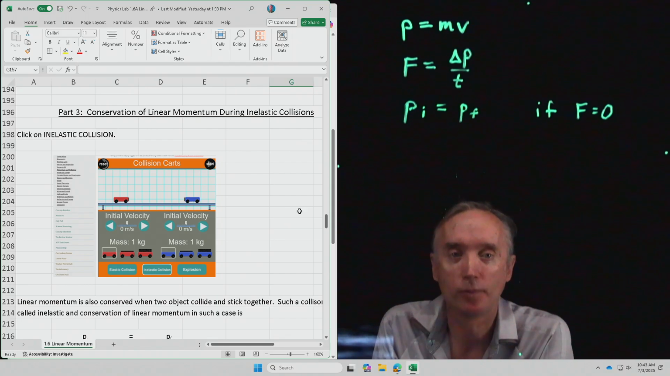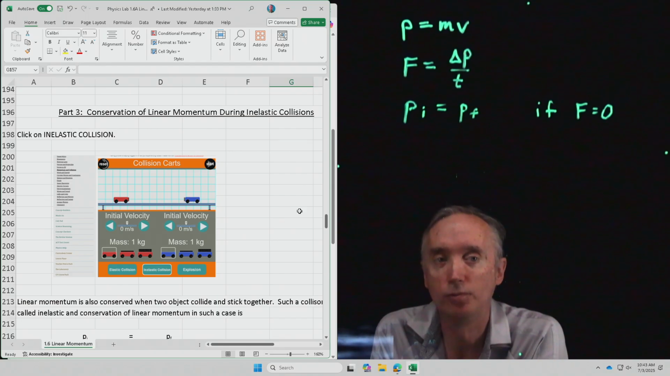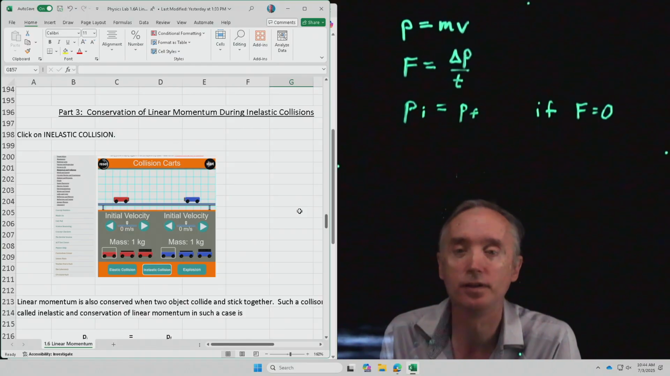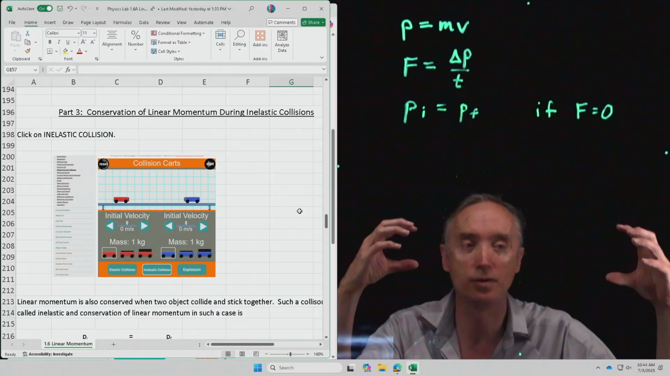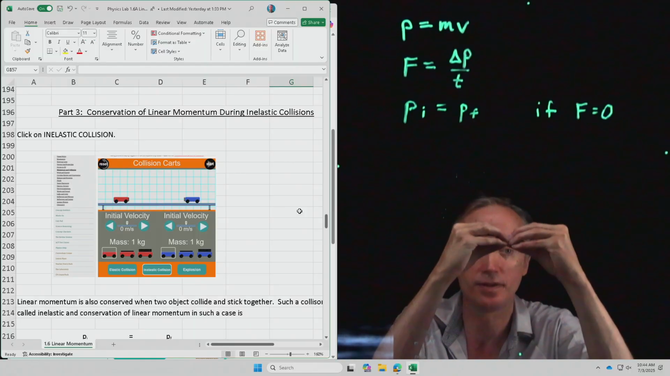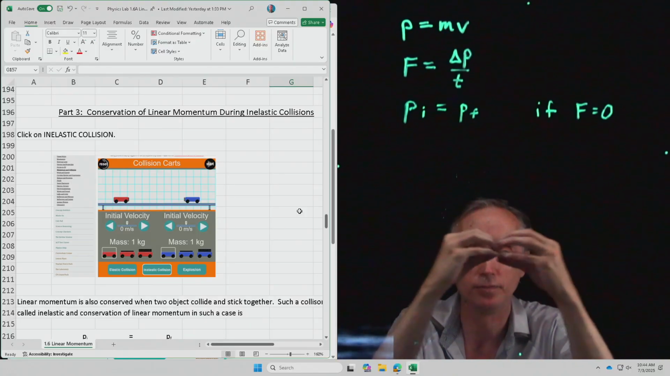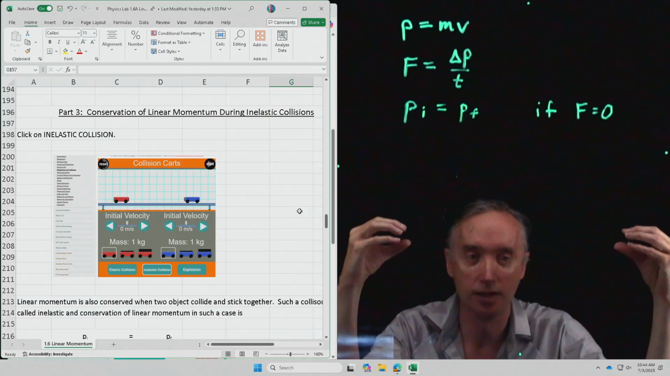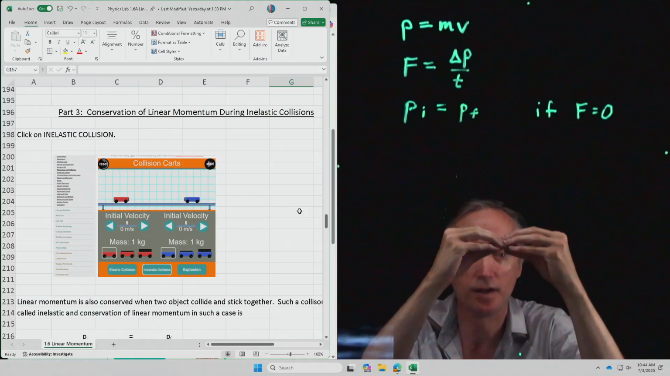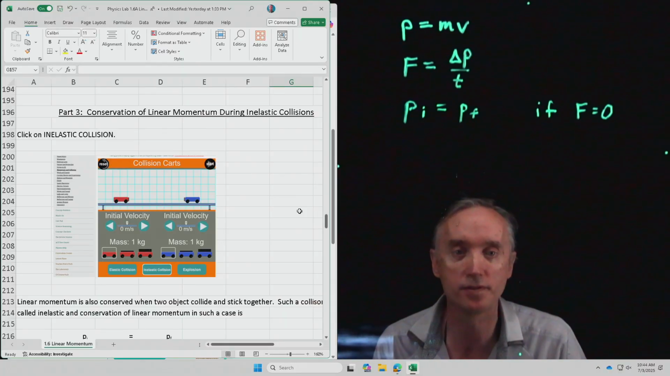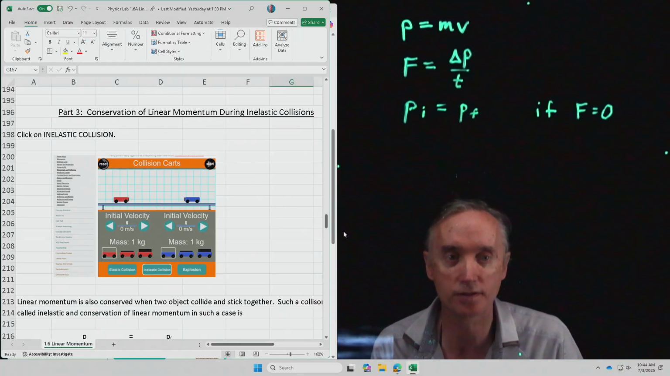Right, so now we're ready for part 3, conservation of linear momentum during an inelastic collision. An inelastic collision means that the two are going to crash into each other and then stick together. So there's not going to be any bouncing off. They're going to stick together, so pretend there's glue that's going to hold them together once they come together. So that's going to be the inelastic collision.